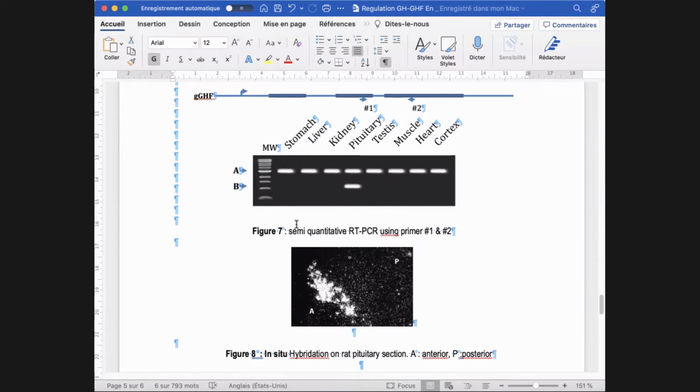The first part on the top of this figure is a semi-quantitative reverse transcription PCR using primer number 1 and number 2, which are specified on the top of the figure. This semi-quantitative RT-PCR has been done starting from RNA extracted from different tissues in mice, because we're working in mice. So we've got different lanes, with mRNA extracted from stomach, from liver, kidney.